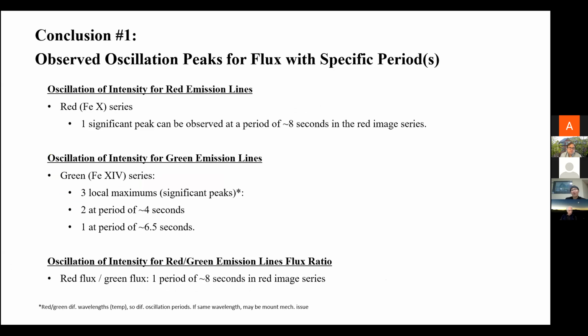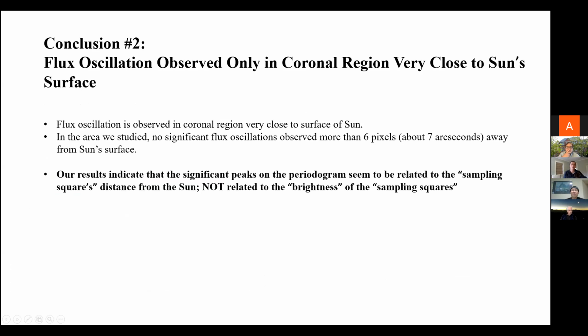Some conclusions that we have are, number 1, we found observed oscillation peaks for flux with specific periods. For the red series, 8-second periods. For the green series, we have 2 periods around 4 seconds and 1 period at around 6.5 seconds. Another conclusion is that these oscillations are observed only very close to the sun's surface, and our results indicate that significant peaks in the periodogram seem to be related to the sampling source distance from the sun and not to the brightness of the sampling source.